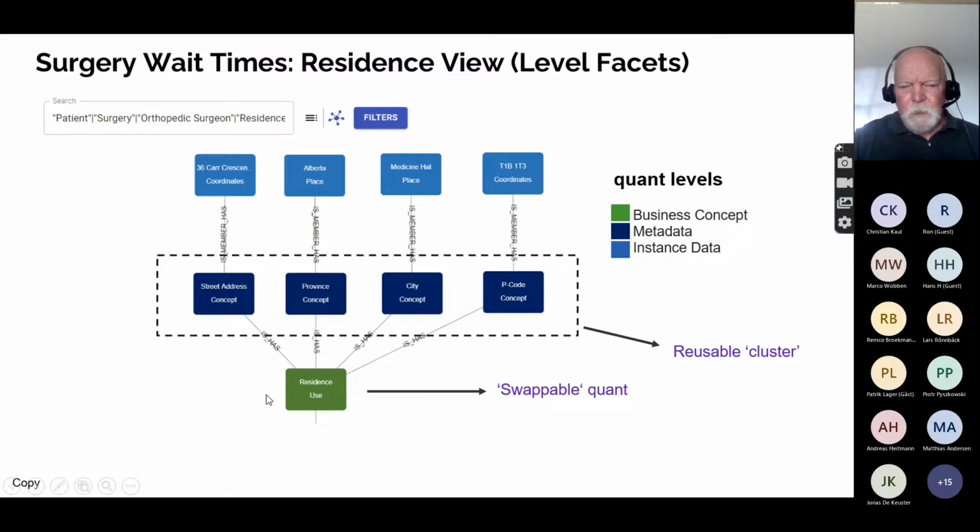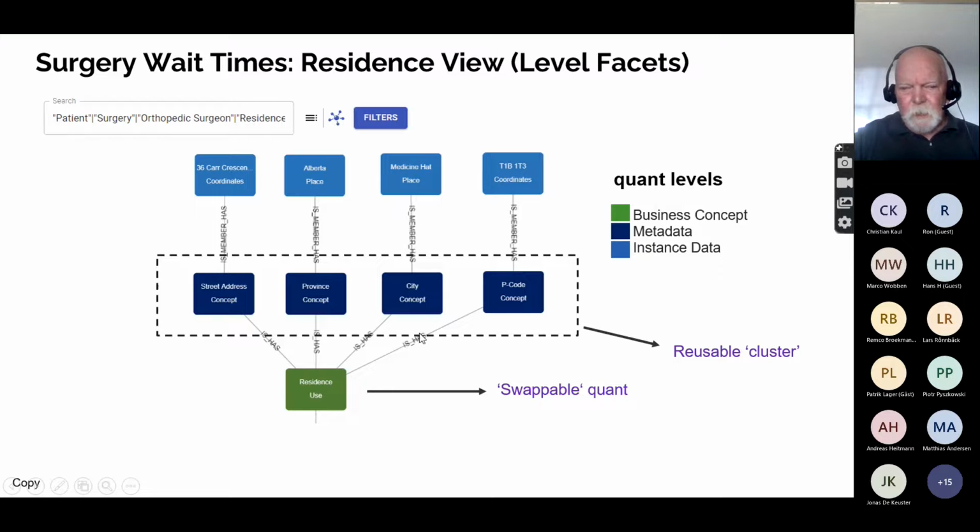So we have this residence concept. This is the metadata from the residence that was in that particular table. We were given street address, province, city, etc. I'll get to the reusable cluster in a second. And then these are the instance data. So this is strictly from the level in the model, the data that we were given. This was the concept, this was the metadata we were given, and this is the instance data.